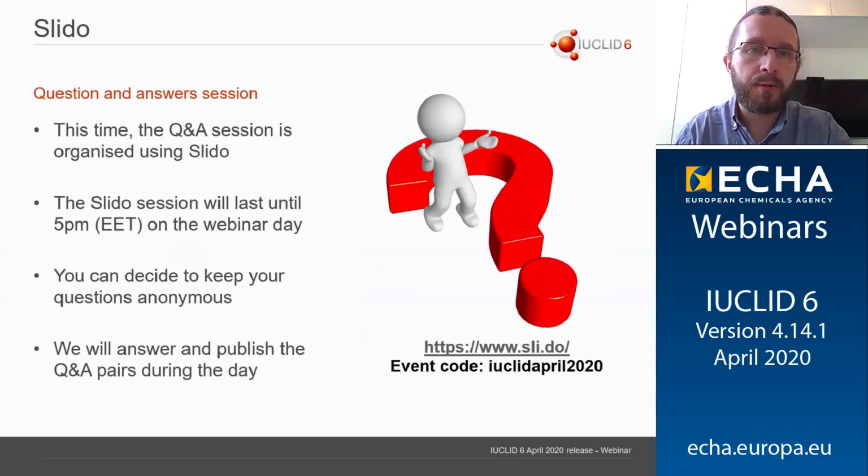This time, the question and answer session is organized using Slido. The Slido session will last until 5 p.m. Eastern European time on the webinar day, which will be the 12th of May. You can decide there to keep your questions anonymous, and we will answer and publish the Q&A pairs during the day. During the day of the webinar, please connect to Slido and use the event code Euclid April 2020.